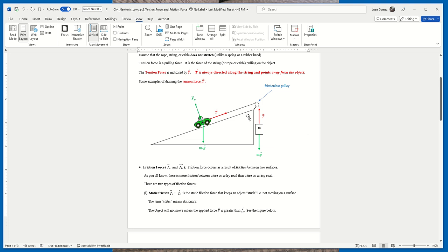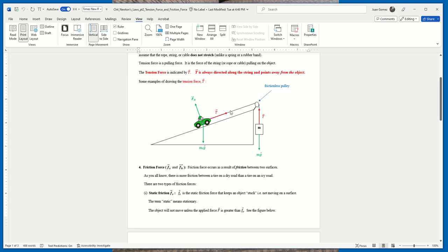Now let's look at the tension force. Remember, the car is connected to the string. Tension force, it's the force of the string pulling on the car. Remember, you draw it along the string, and it's always directed away from the object, and we label it T. So that red vector, that's the tension force acting on the car.